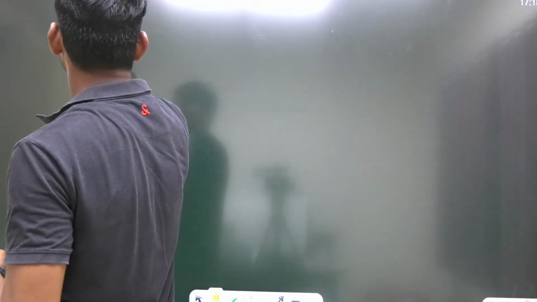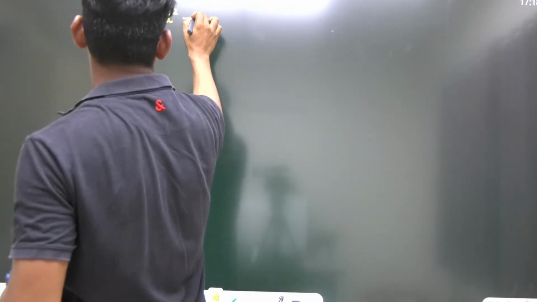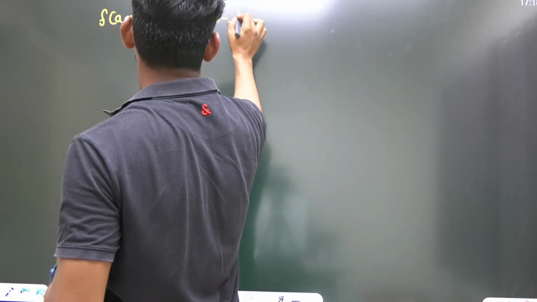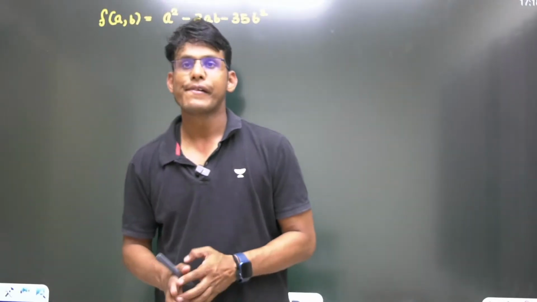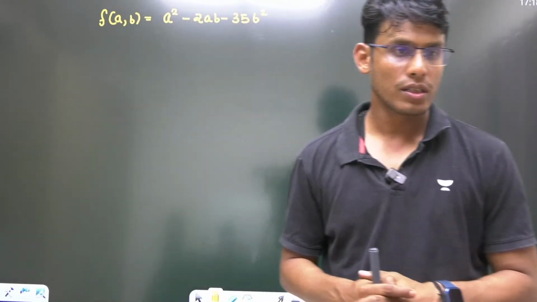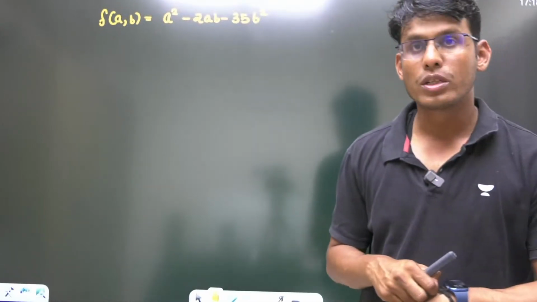Yes. So let's factorize a squared minus 2ab minus 35b square. Let's do it like this. Why is it auto focusing? I'm not sure. I made it manual now. Now it will not auto focus. Do this problem.